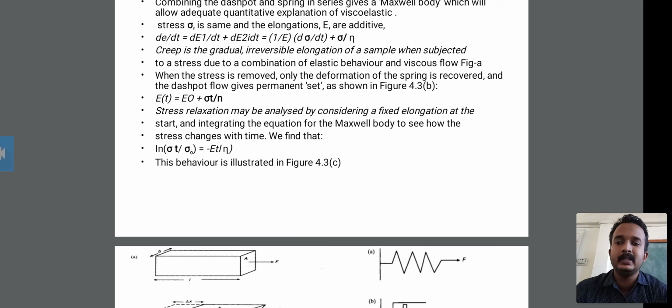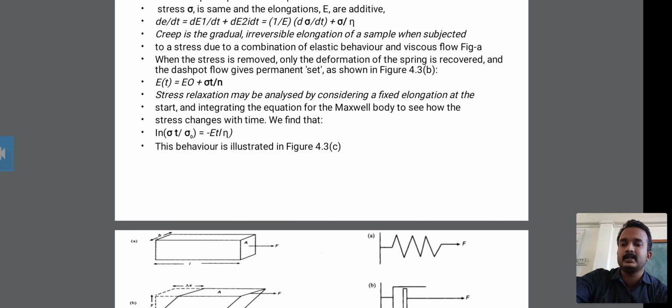In this point, we have to know about the time period in this stressing. As the time period decreases, the stressing is relieved. As the time period increases, the stressing increases. Okay, we find that ln of sigma t upon sigma 0 is equal to minus Et upon eta. This is all about the formula of the stresses. This behavior is illustrated in 4.3b.